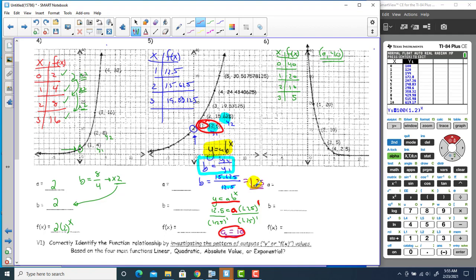Once I have those two numerical quantities, I can write out the relationship for this exponential function. And hopefully you chose to write that we're starting with 10 and multiplying by 1 and 25/100ths to the power of x.